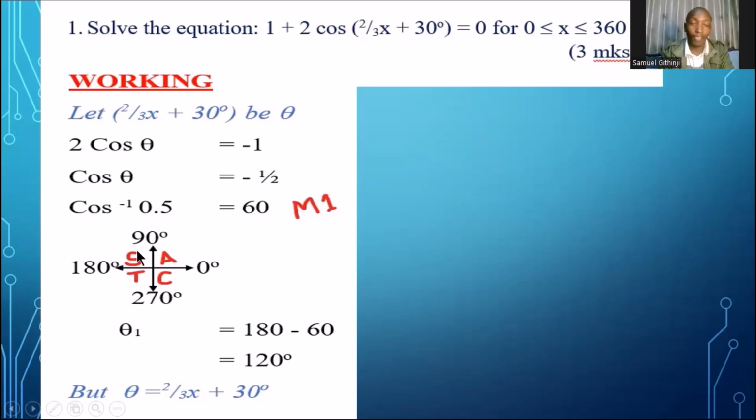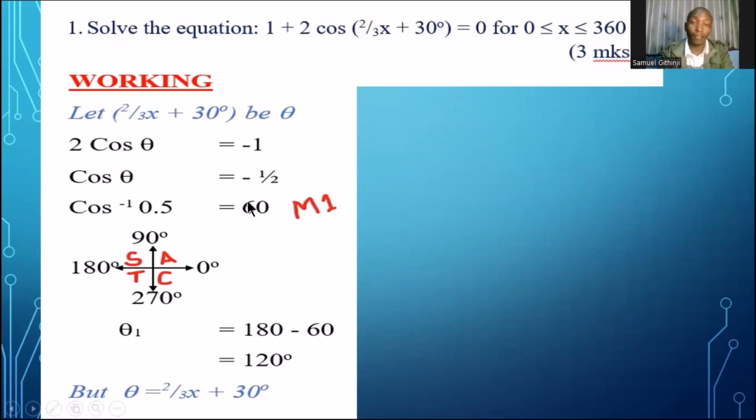It is 180 subtract the acute angle. Okay, I hope I'm not too fast for you, my student. This one is our cosine was negative. That is something you should bear in mind. If the cosine was negative, it means the angle might have been in the second quadrant, yes, or fourth quadrant.